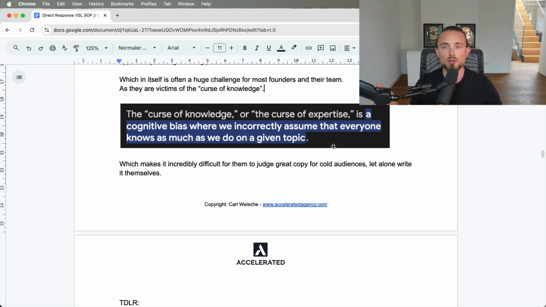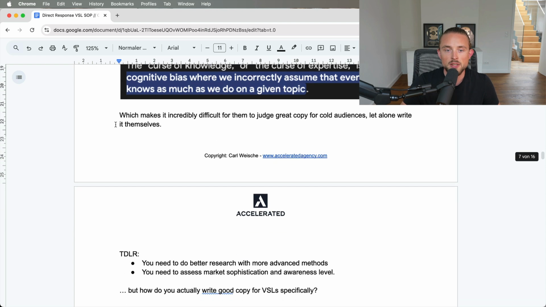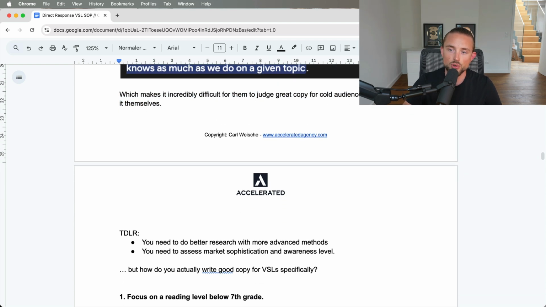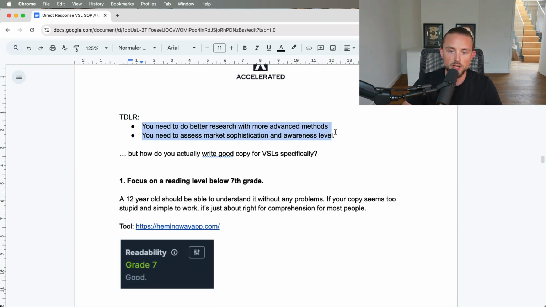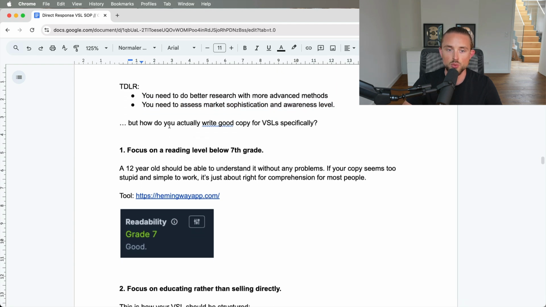I know all of this stuff, then if I run an ad, they will also know all of this stuff. But no, they don't. If you run ads, they are not going to know all of the same stuff that you know about the brand. And this makes it incredibly difficult for them to judge great copy for cold audiences, let alone write it themselves. So the long story short is, you need to do better research with more advanced methods, and you need to assess market sophistication and awareness level.